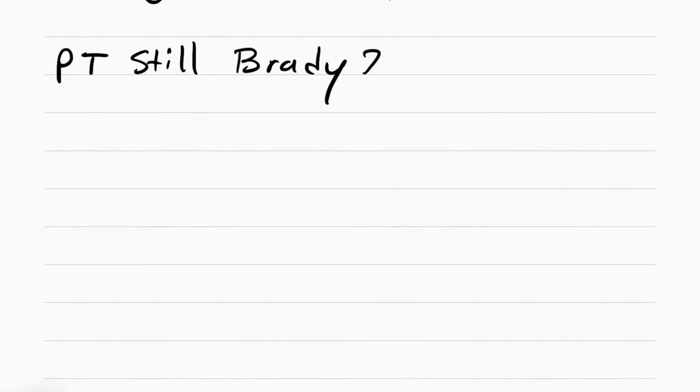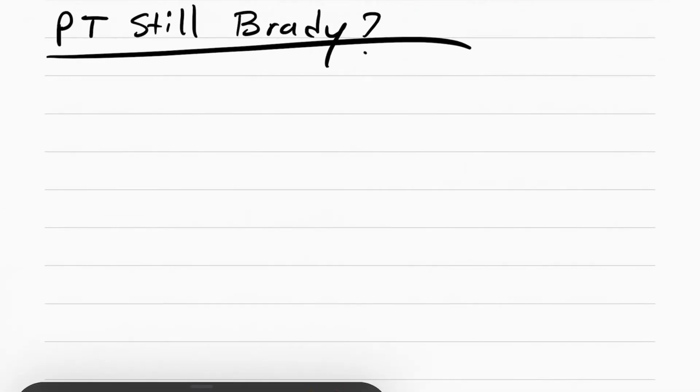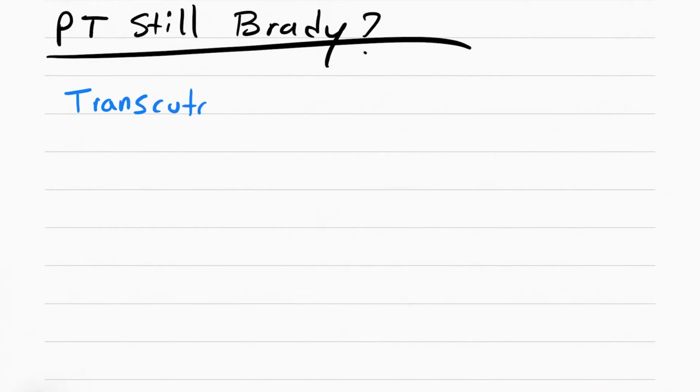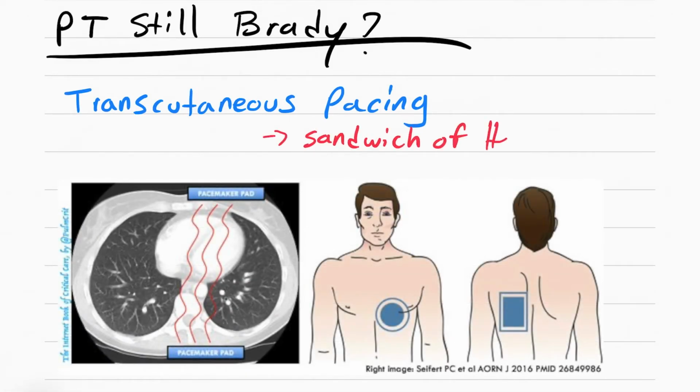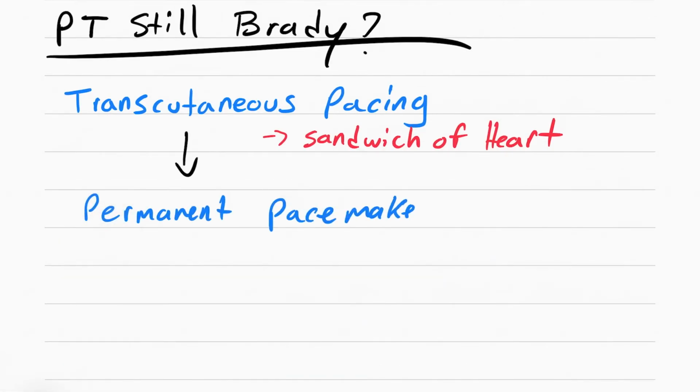Now, if your patient is still bradycardic even after the atropine, then we want to move to something called transcutaneous pacing, which is a fancy way of saying a temporary pacemaker. You want to make sure you put both pads on the top and the bottom of the heart, making a sandwich of the heart. After the temporary pacemaker, we want to make sure the patient gets a permanent pacemaker.